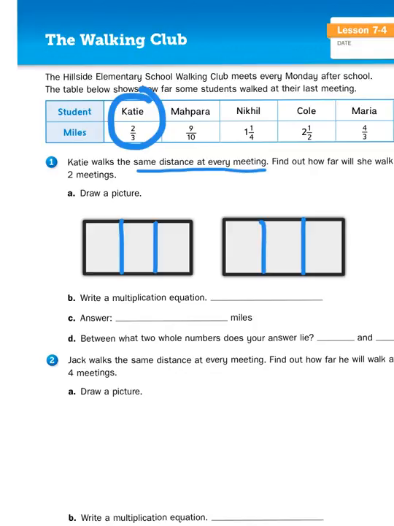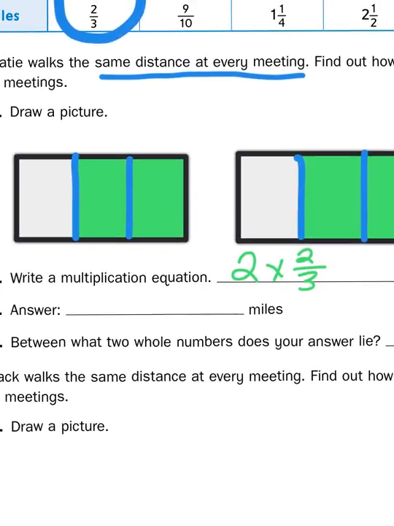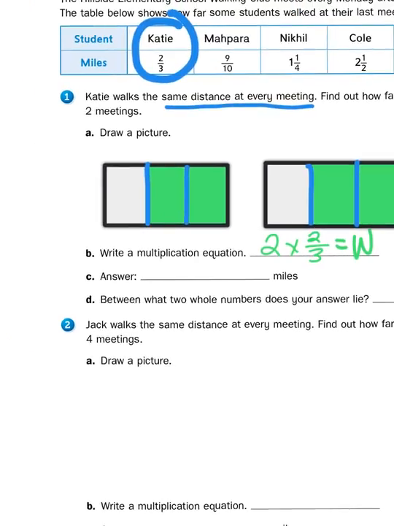So now what I'm going to do is shade in two-thirds of each of these rectangles. So I did blue lines, so let's do green, make it pop. Okay, so one fraction shows us two-thirds, and the second fraction shows us two-thirds. So step B asks us to write a multiplication equation. So if I have two amounts and each of them show us two-thirds, my multiplication equation is going to look like this: 2 times 2/3. We'll give it an unknown W for walking. So what is our answer?